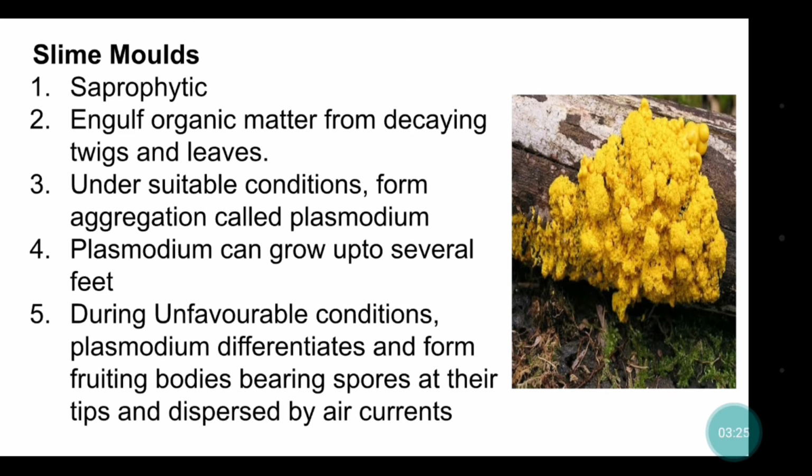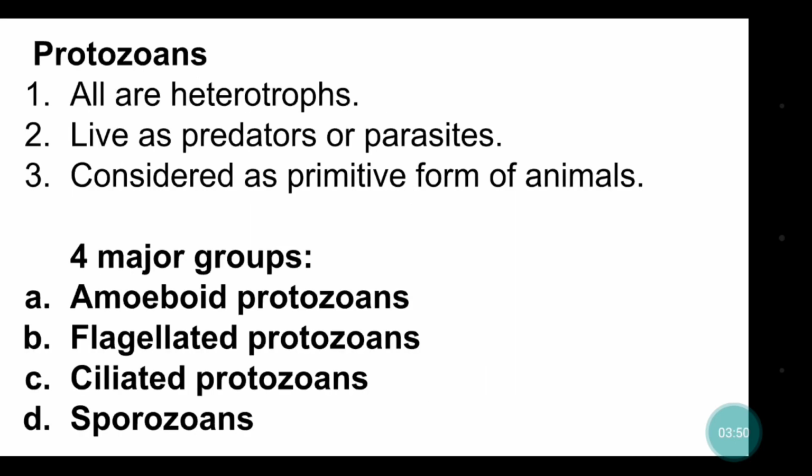Under unfavorable conditions, plasmodium differentiates, right? And forms fruiting bodies, and what do fruiting bodies have? Spores at their tips, and these spores disperse by the air currents. So these are the important characteristics of slime molds.